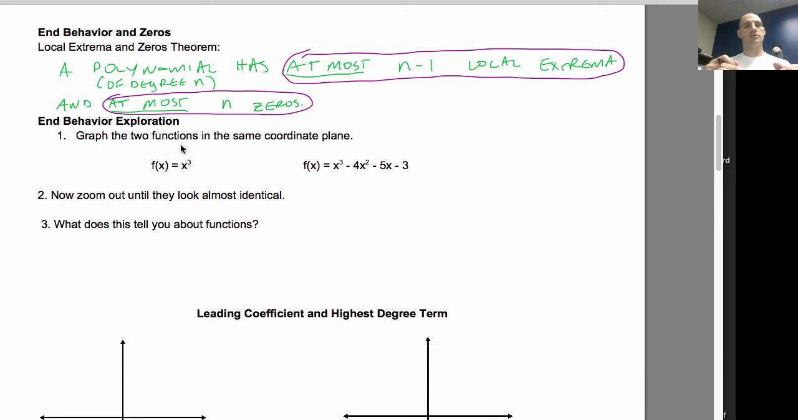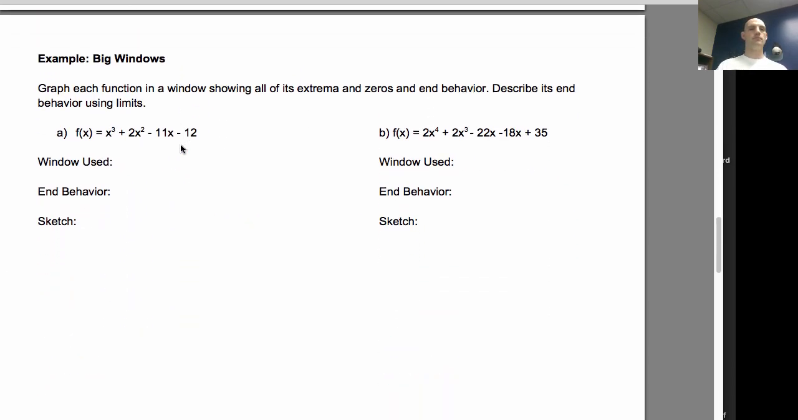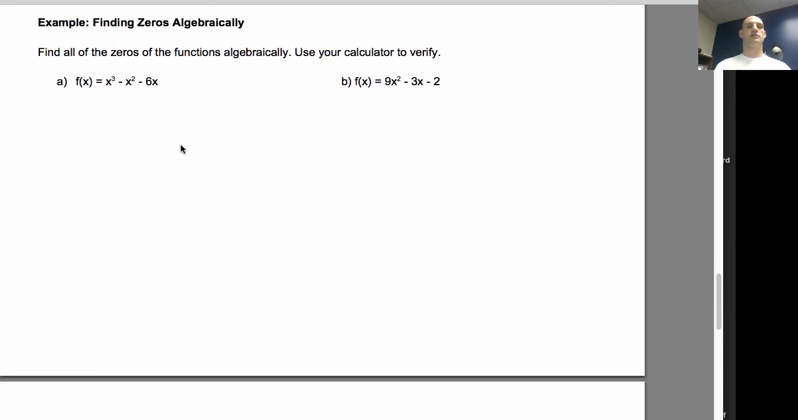We'll do this exploration in class together, and then we'll spend some time talking about leading coefficient and the highest degree term, finding big windows by zooming out, and finding zeros and finding their multiplicity. Okay, so that's the first part of this lesson.